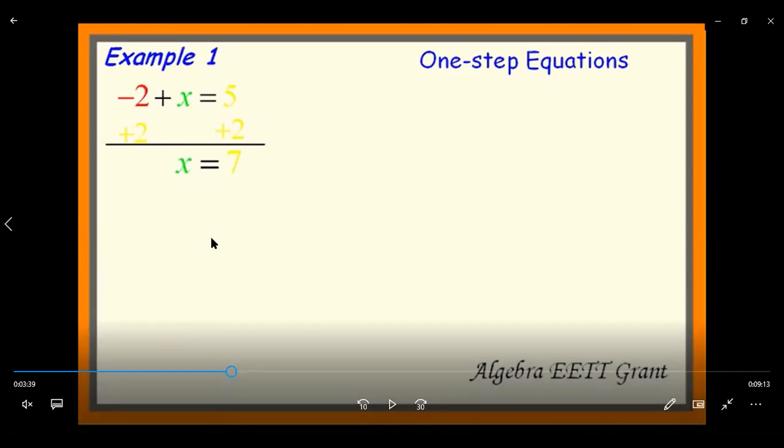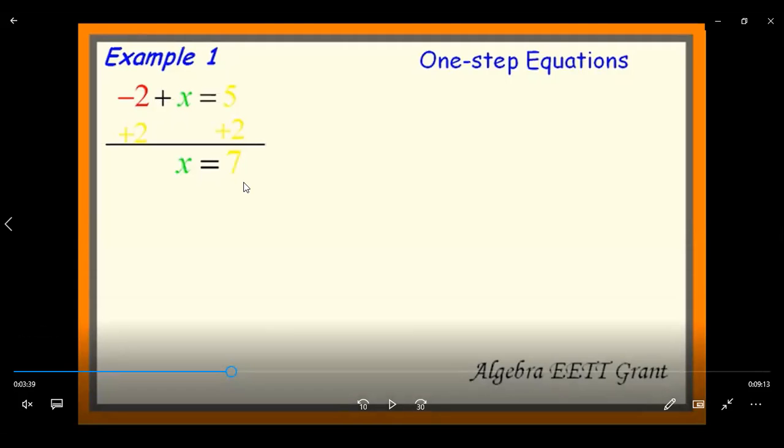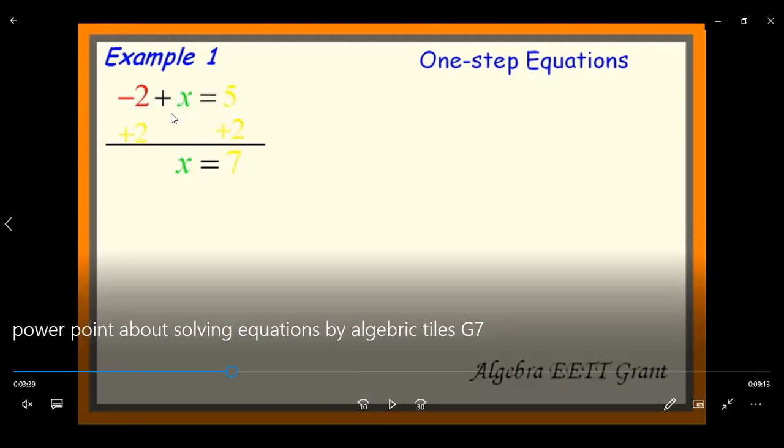So we studied this before, how we can solve a one step equation with a variable and a number. And we said solving an equation means that we are looking for the value of the variable which will make both sides the same. If you go back to the equation again and put 7 instead of x, could you please check with me what is the answer? It will be negative 2 plus, replace the value of x and put 7 instead of it. So it will be negative 2 plus 7 equals 5. So it was the correct answer.